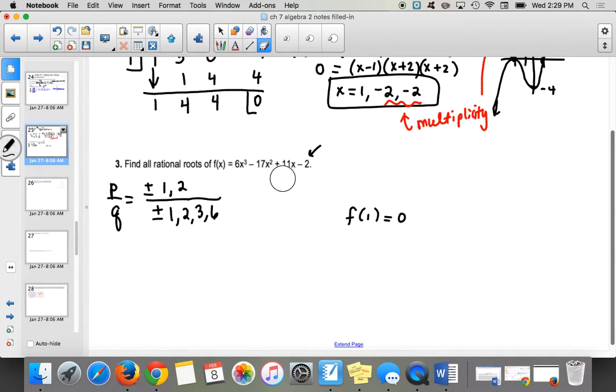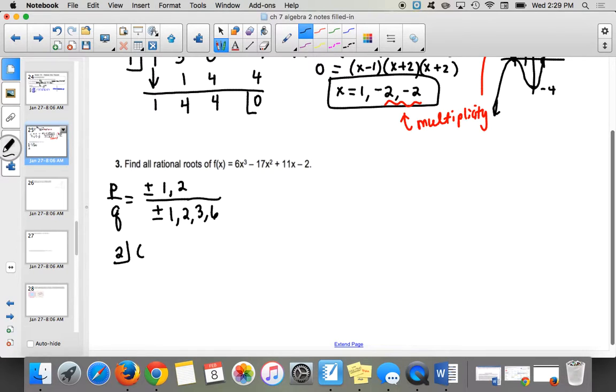Okay, so sometimes you can kind of eliminate choices by plugging them in, but most of the time synthetic division is much, much faster. So don't just say, oh, I don't want to do all these synthetic division ones. Sometimes you got to do it. So let's say we tried 2. So I have 6, negative 17, 11, and negative 2. And my goal is I want to get 0 at the end as my remainder.